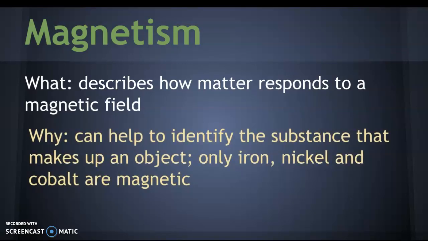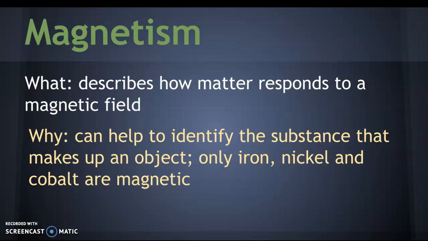The why can help identify the substance that makes up an object. Only iron, nickel, and cobalt are magnetic. This means that those are the only elements that react to a magnetic field. Many people think that if an object is made of metal, then a magnet will stick to it. Have you ever tried to get a magnet to stick to a soda can? It doesn't work, does it? That is because the soda can is made from something other than iron, nickel, or cobalt.